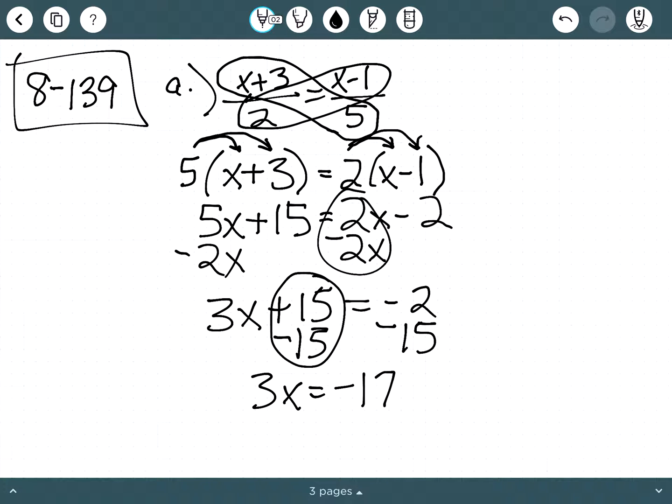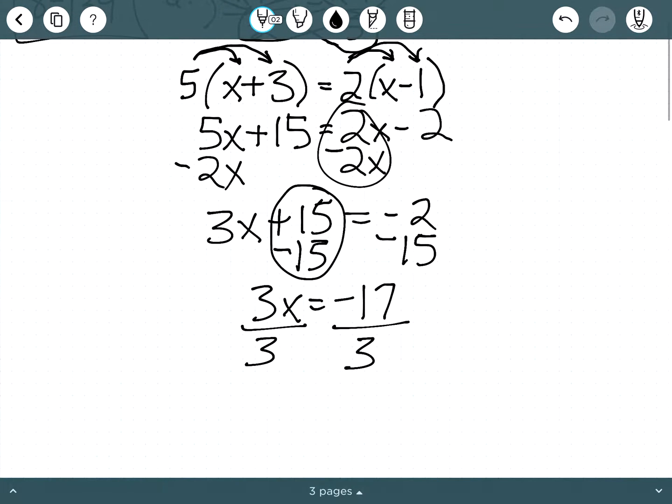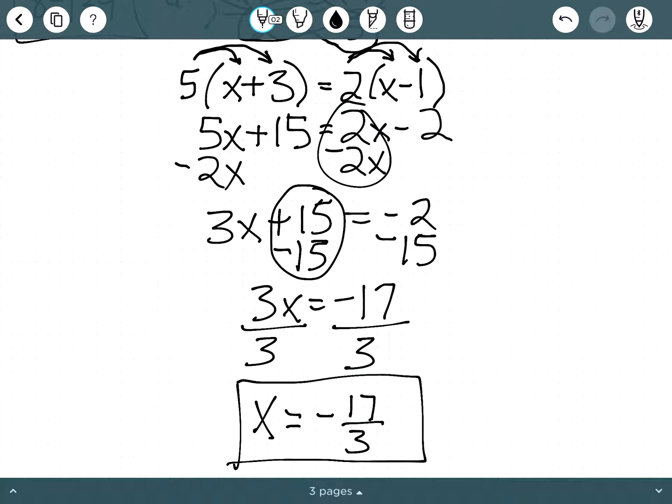Now this 3x is actually a 3 times x. So to undo that multiplication, we need to divide by 3. And whatever we do on that side, we need to do on this side as well. That gets my x by itself, and I am left with just a negative 17 thirds. You don't need to do anything with that. That's not going to give you a nice number, so it is okay and actually preferred to leave it as an improper fraction.